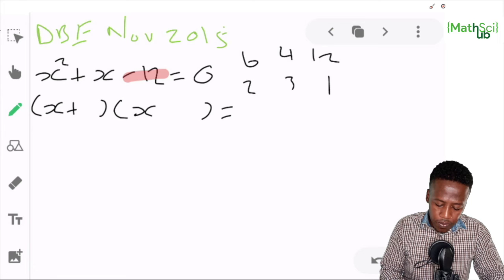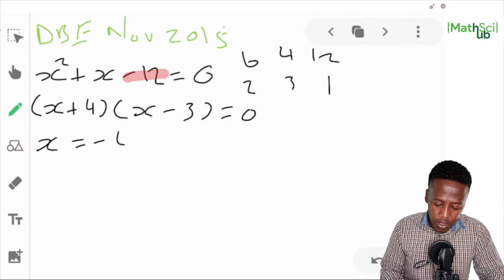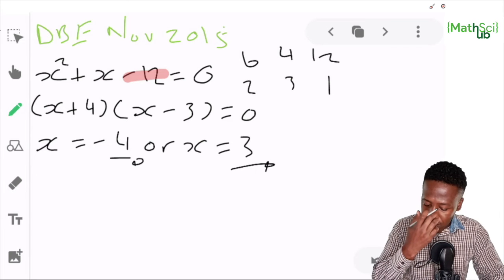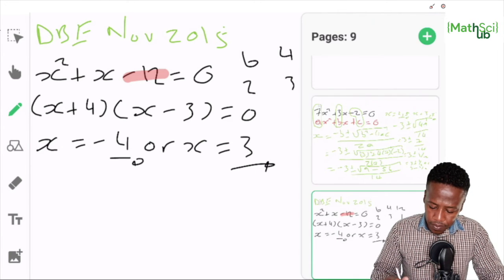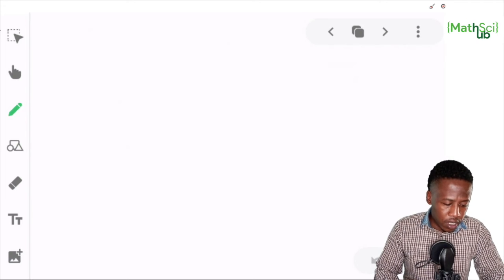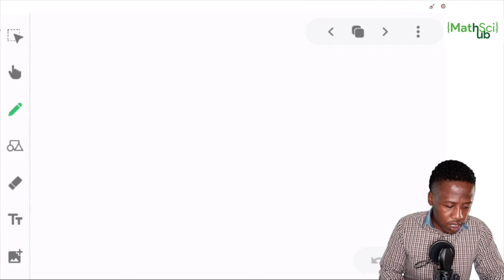We can say plus 4, minus 3. So your x should equal -4, or your x should equal 3. So this would be your final answer. Now let's move on to our second sum.